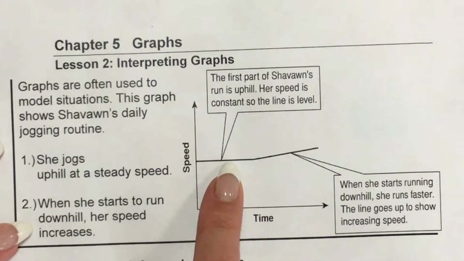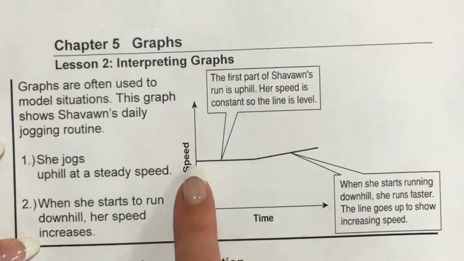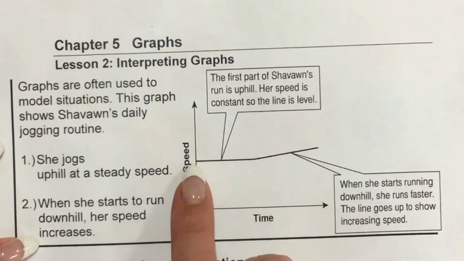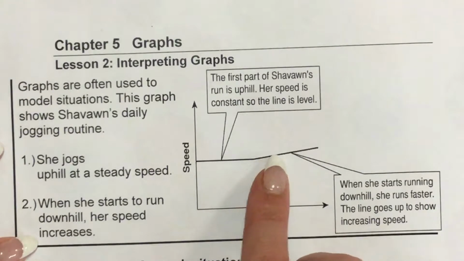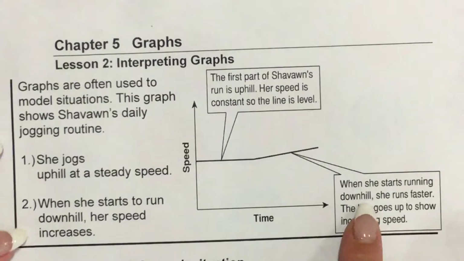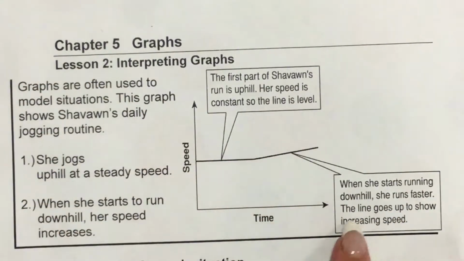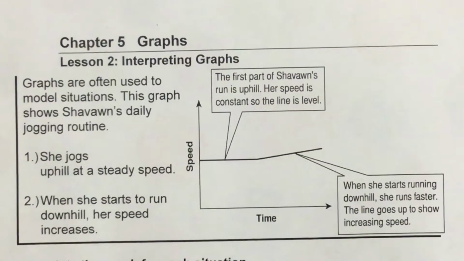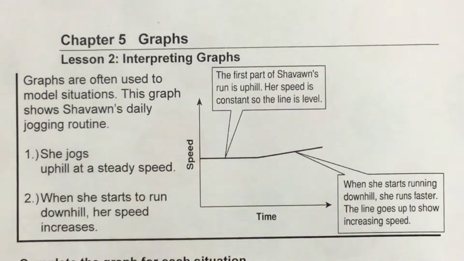The second thing it says is when she starts to run downhill, her speed increases. So she's running uphill, her speed is the same, time is going on, and then what happens here? It looks like her speed gradually increases over time. This says when she starts running downhill, she runs faster, and that's why the speed is increasing. The line goes up to show the increasing speed. So this is just an example of a model of a particular situation.